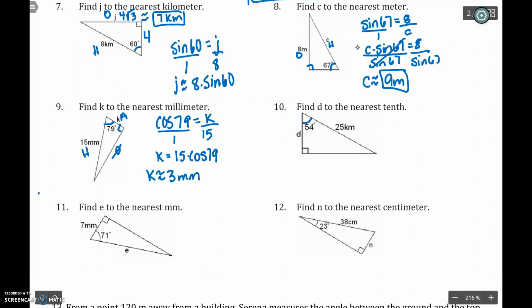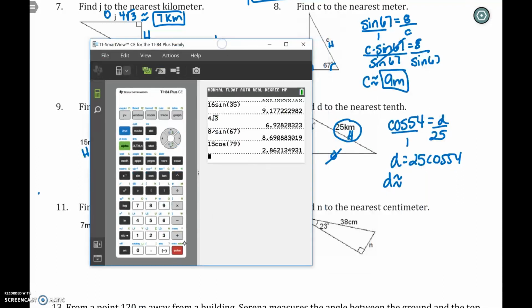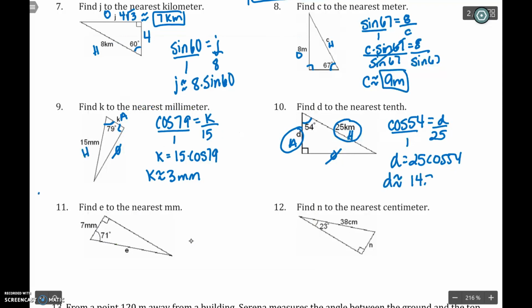Okay, for number 10, this is 54. That would be the opposite. This would be the hypotenuse. This would be the adjacent. Opposite is blank. So we have to use adjacent and hypotenuse, which is cosine. So cosine of 54 equals d over 25. Cross multiply. And d is isolated, so we're just going to type it right in. 25 cosine of 54 is 14.69, so that would be 14.7 kilometers to the nearest tenth.